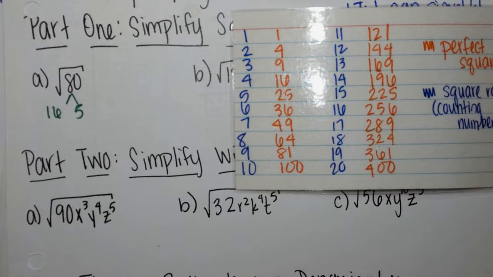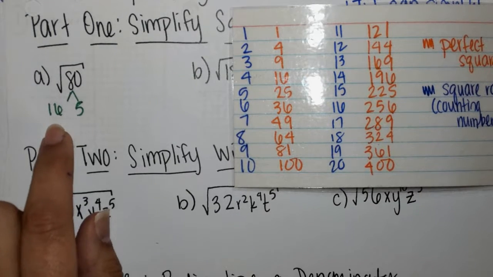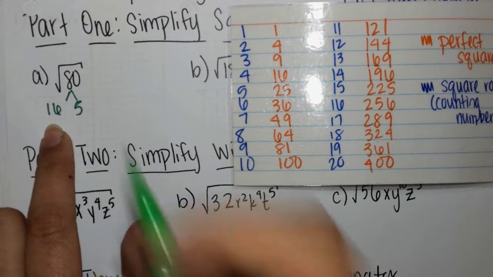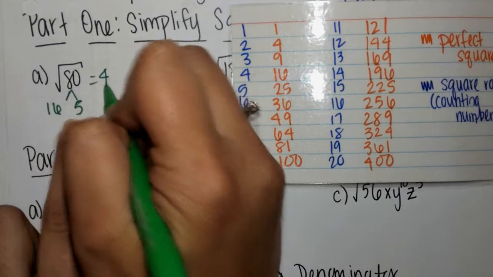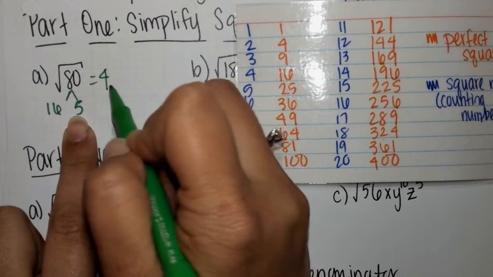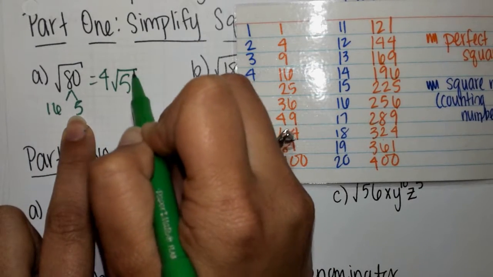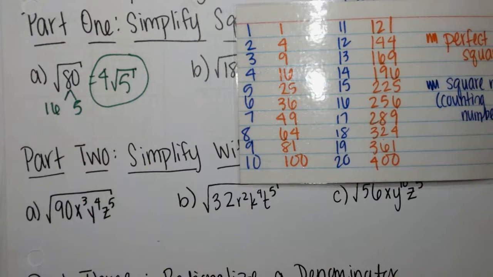Alright, so then all you do is you take the square root of 16. What's the square root of 16? 4. So then it's 4, and 5 stays under the radical. Root 5. Do you guys remember doing this? You just have to divide. Yeah, that's the radicand. 5 is the radicand.